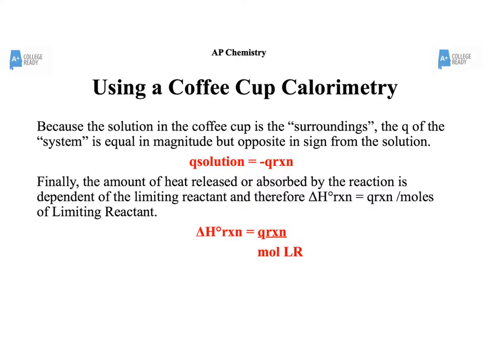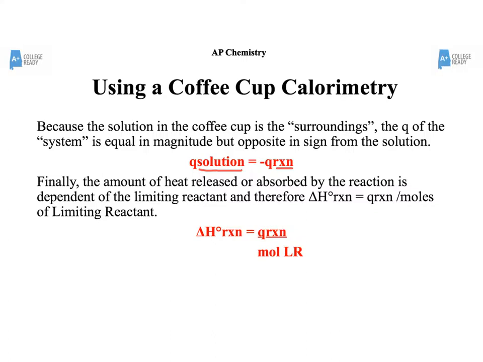So a couple of things to note when you are using a coffee cup calorimeter, because we're basically indirectly measuring the heat of the system, we are going to have to watch our signs. So we're comparing the surroundings to the system, and usually in a coffee cup calorimeter, the surroundings is the solution, and that'd be like the water. And the system is the actual reaction, the thing that you're putting in the water. Sometimes this reaction becomes the solution, so just be careful. We'll talk about that in a little bit.